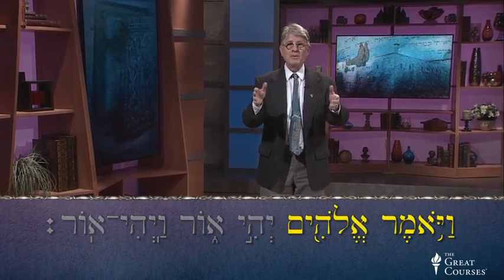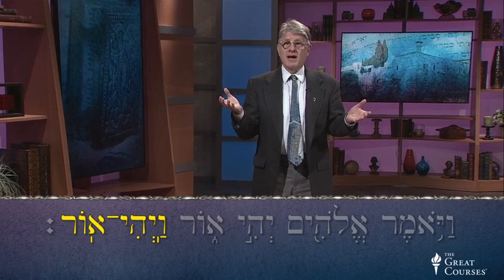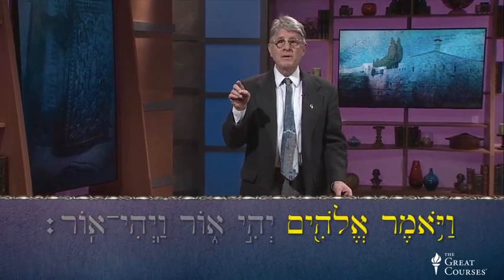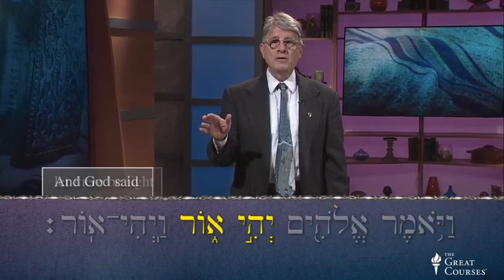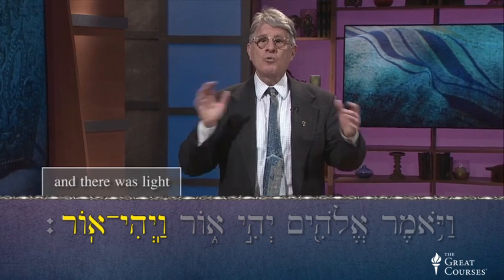Vayomer Elohim Yehi Or. Vayehi Or. And they mean, Vayomer Elohim, and God said, Yehi Or, let there be light, Vayehi Or, and there was light. Beautiful. Now, the alphabet. We'll look at the vowel marks in detail next time.